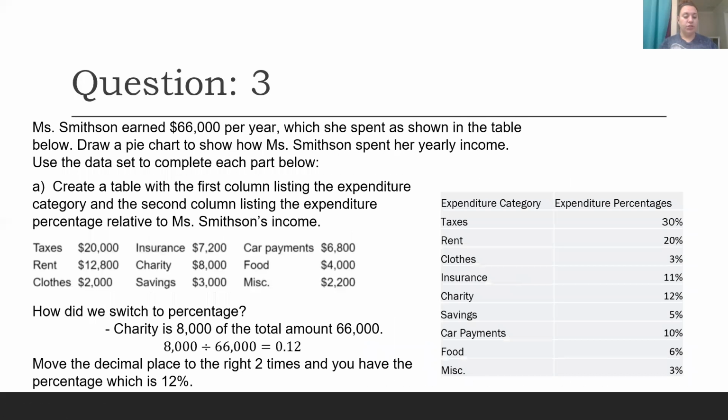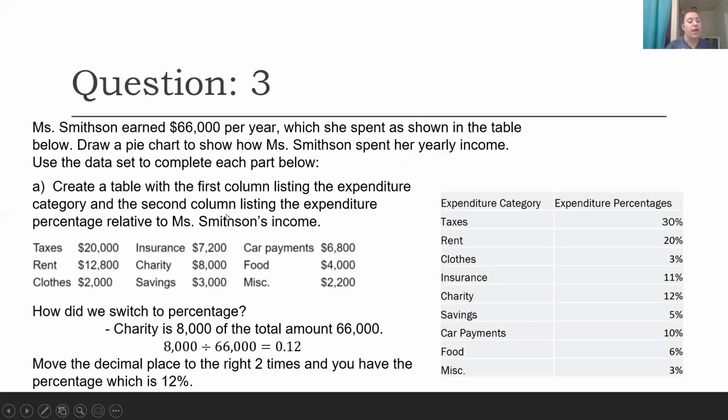Okay, question 3. Miss Smithson earned $66,000 per year, which she spent as shown in the table below. Draw a pie chart to show how Miss Smithson spent her yearly income. Use the data set to complete each part below. So part A, we're going to create a table with the first column listing the expenditure category and the second column listing the expenditure percentage relative to Miss Smithson's income.